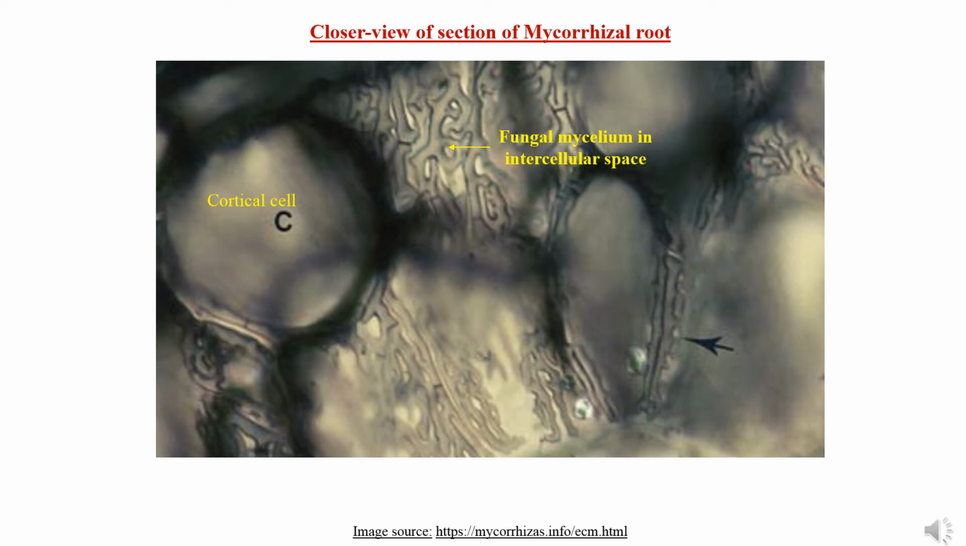Now, before ending the anatomy of roots, this is a closer view of microscopic section of mycorrhizal root. Here you can see large round cortical cells, and in intercellular spaces, thread-like structures which are fungal mycelium.